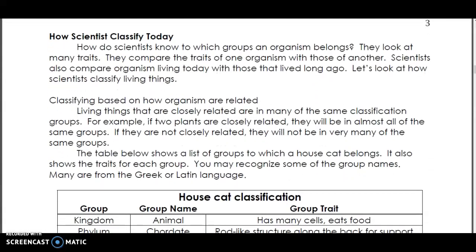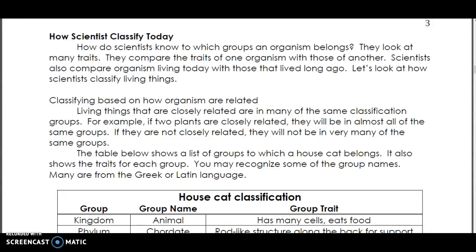How scientists classify today. How do scientists know to which groups an organism belongs? They look at many traits. They compare the traits of one organism with those of another. Scientists also compare organisms living today with those that lived long ago. Let's look at how scientists classify living things.